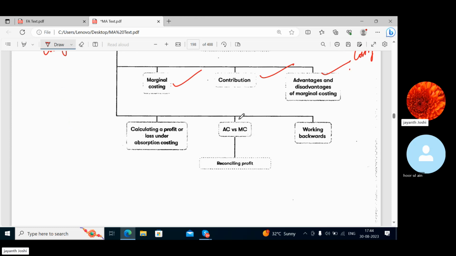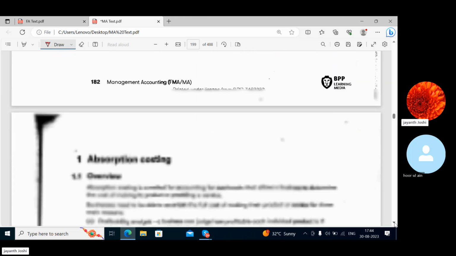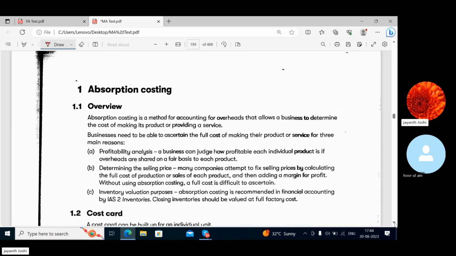Then we will see calculating a profit or loss under absorption costing and working backwards, absorption costing versus marginal costing, and then reconciliation. Let's go ahead in this. I know all these things are very new for you, but this is a very interesting topic, and it's a very easy one as well. It's very much related to routine life.